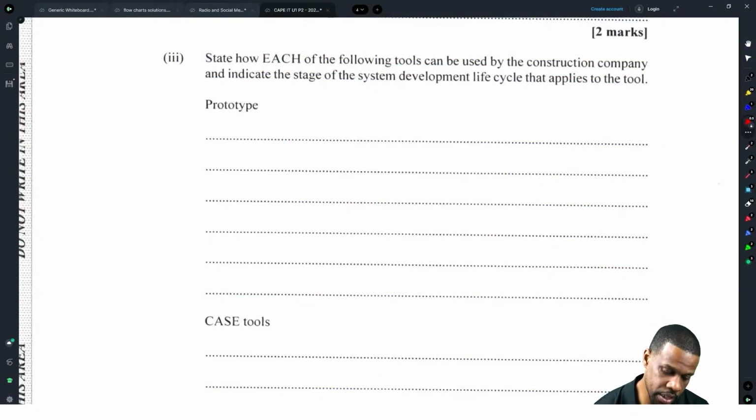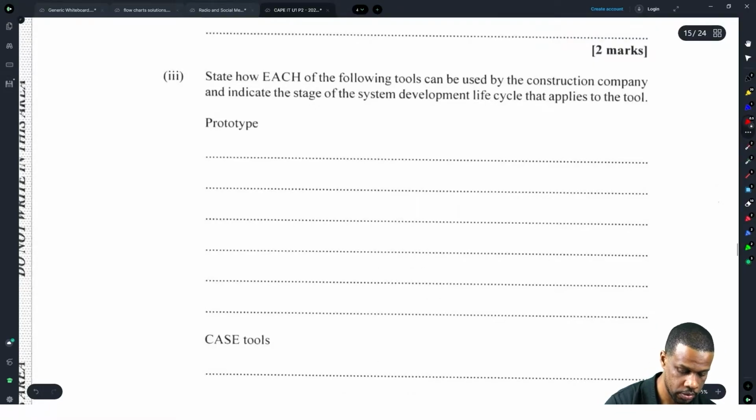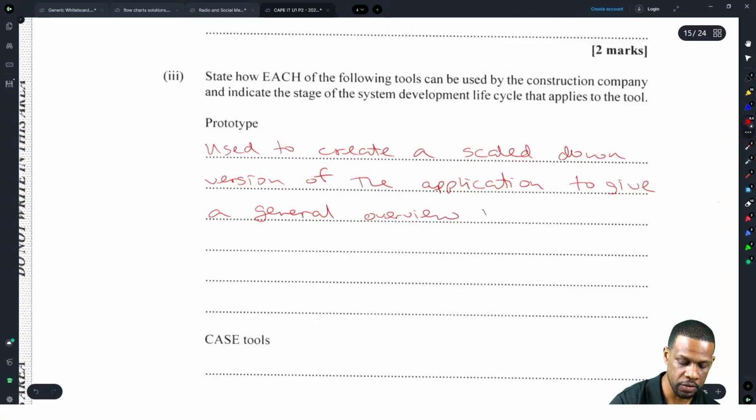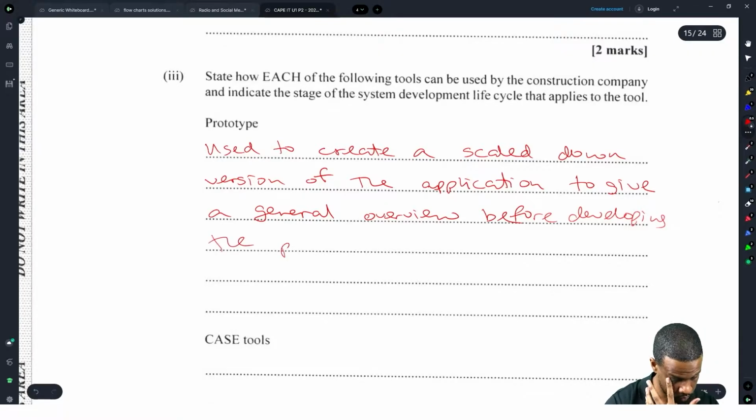State how each of the following tools can be used by the construction company and indicate the stage of the system development lifecycle that applies to the tool. Okay, a prototype. A prototype is used to create a scaled down version of the application to give a general overview before developing the product fully. A scaled down version is a prototype, a tester, something like that should be good.